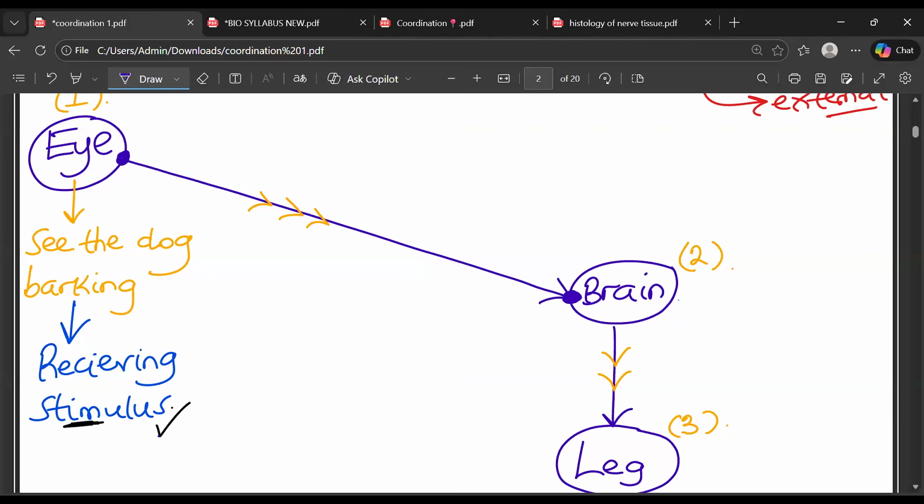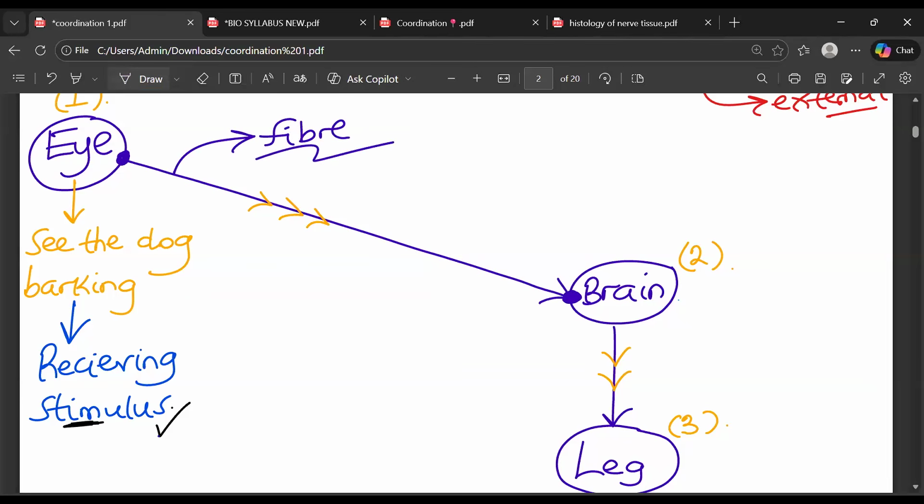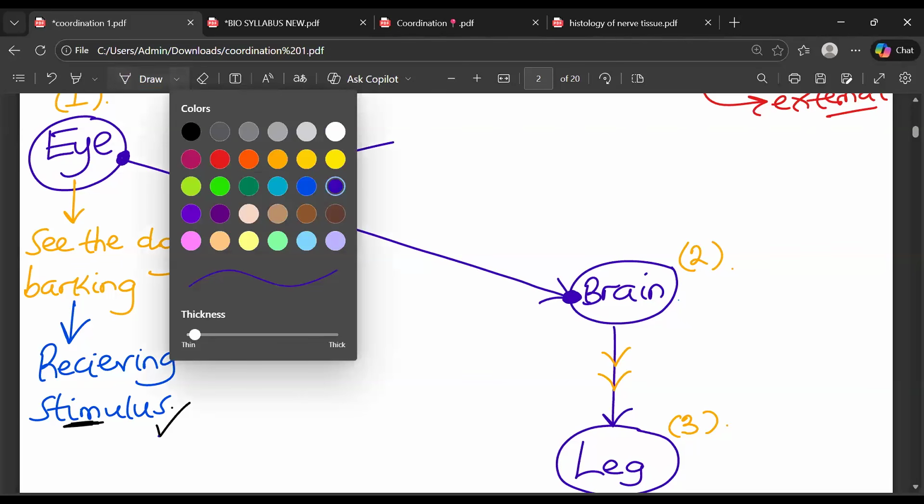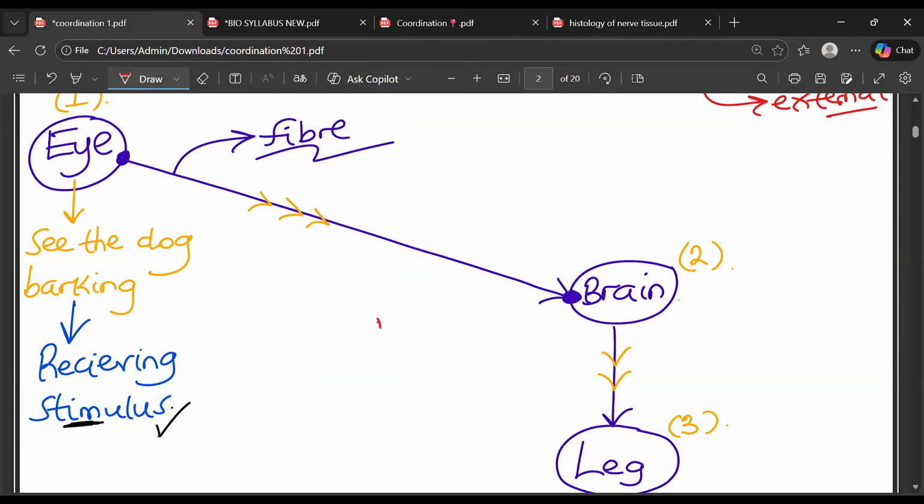So even in biology, the same thing is happening. That thing that is supposed to transfer or transmit that information from the eye to the brain is what they call a fiber. You people, you need to understand this one. Because when the topic becomes hard in the future, we shall start talking about things like sympathetic fibers and parasympathetic fibers. So you need to understand what a fiber is.